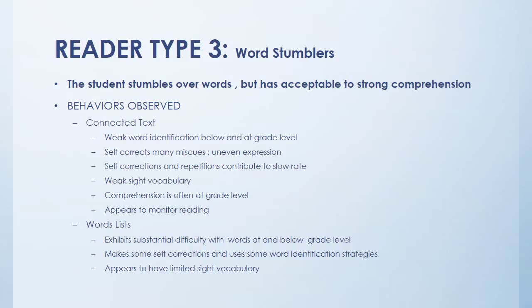Type 3 readers are known as the word stumblers. These readers stumble over words, but they have acceptable to strong comprehension. The behavior observed is weak word identification, which is below and at grade level. Comprehension is also at grade level, but they have limited sight vocabulary.